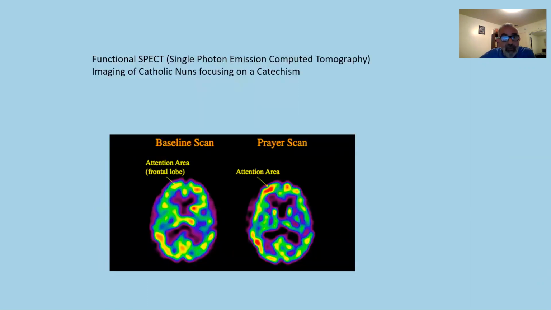We are now ready to use functional imaging to begin exploring whether the brain actually has neural networks dedicated to faith. Much of this work has been done by Professor Newberg, whose name we've already mentioned. He uses not functional MRI, but another technique called SPECT scanning, single photon emission computed tomography, as it's known in the parlance. And what he did is image people in prayer.